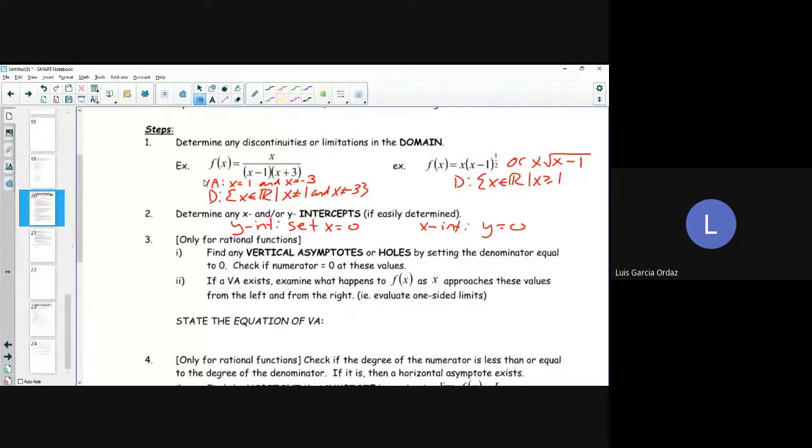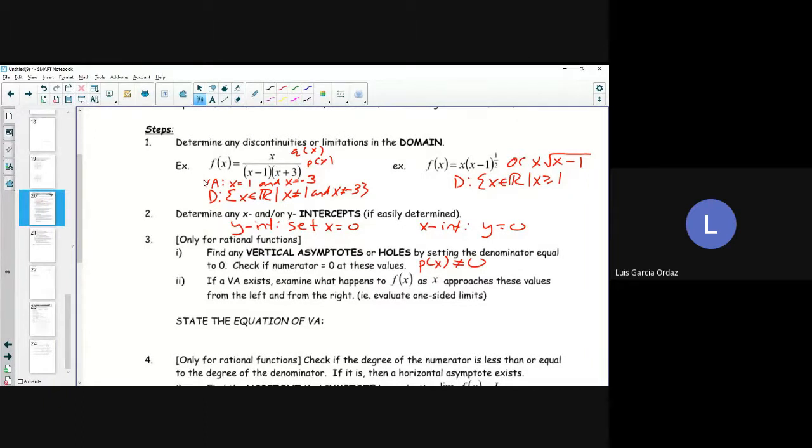Find any vertical asymptotes or holes by setting the denominator equal to 0 and checking if the numerator is equal to 0 at these values. So what that means is that if I have q of x over p of x, my function at the bottom, p of x, cannot give me 0. And if a vertical asymptote exists, we need to examine what happens to f of x as x approaches these values from the left and from the right.